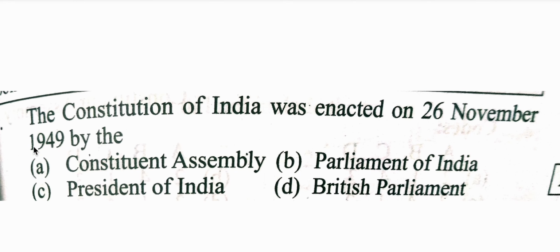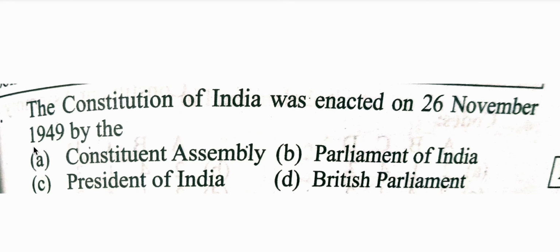Third question, Constitution of India was enacted on 26 November 1949 by the option A, Constituent Assembly, B, Parliament of India, C, President of India, and D, British Parliament. The correct answer is option C, President of India.